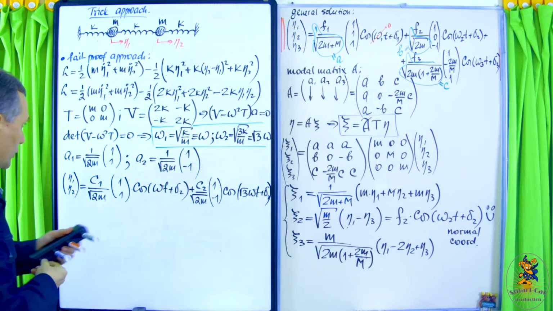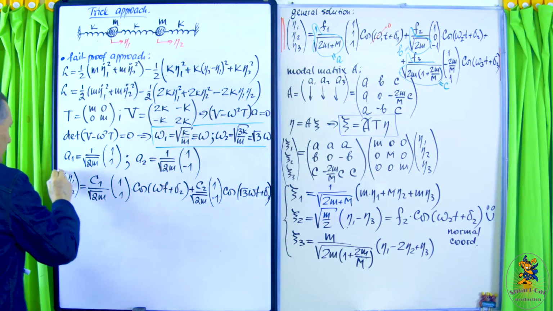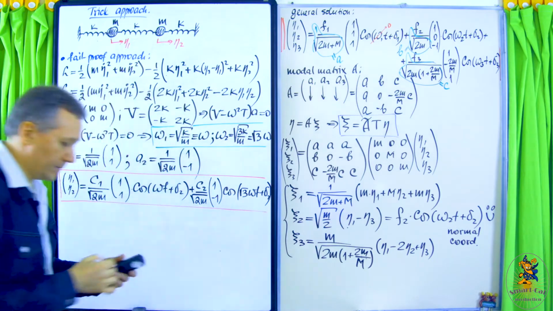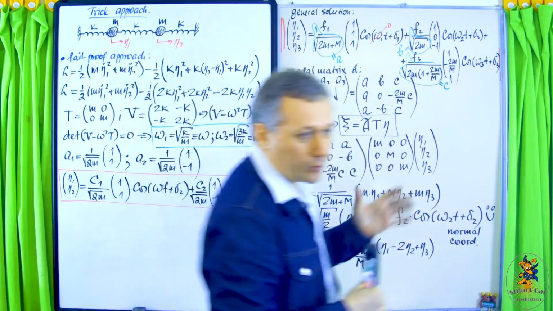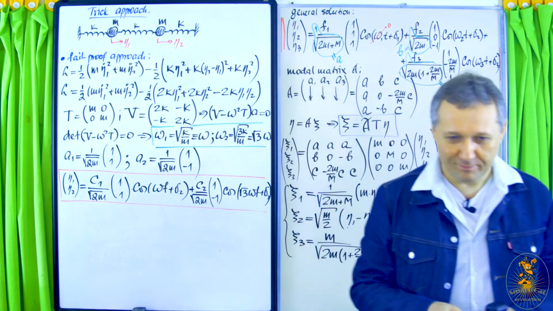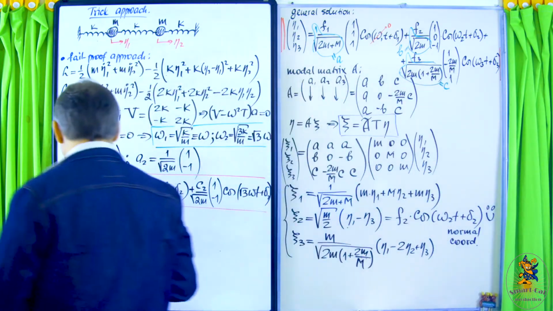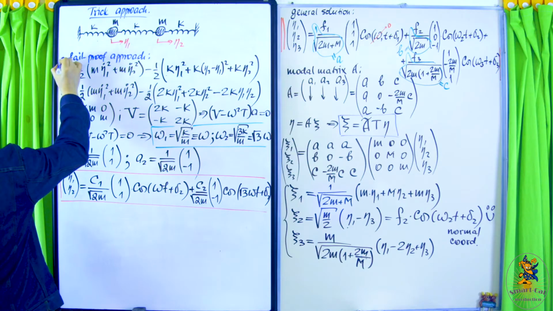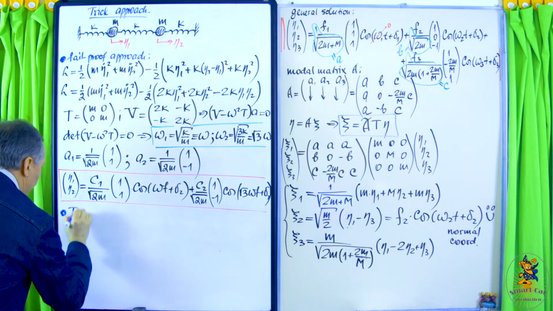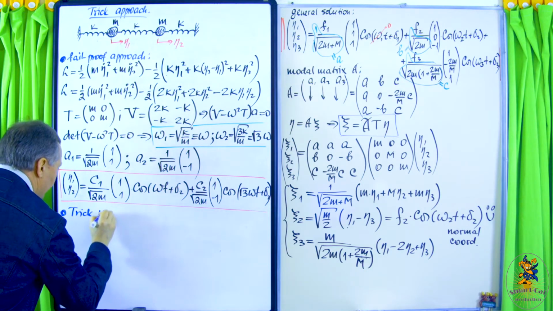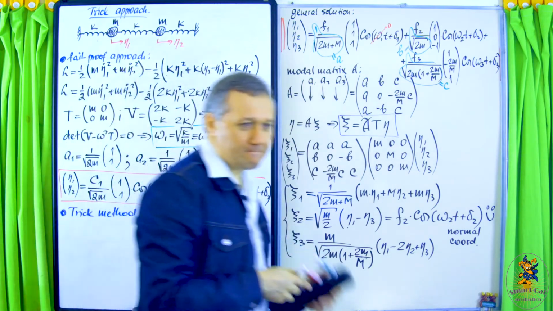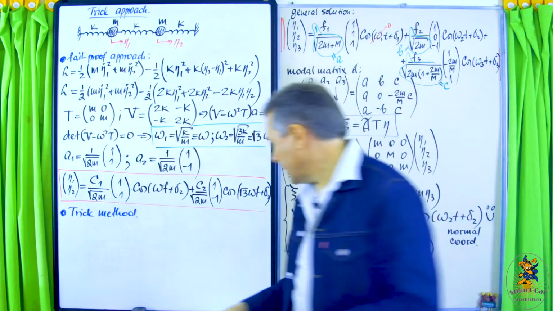So, the general solution. Okay, I need to frame it with red because, as I told you, I want to compare this result with the result which I'm going to get using a not conventional approach. So now I will put the second bullet: the trick method, or approach, whatever.